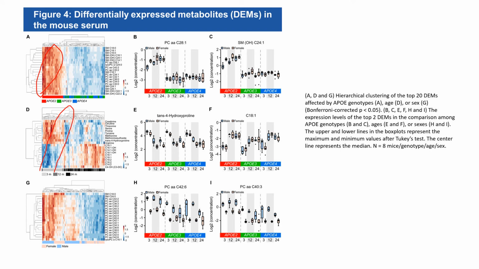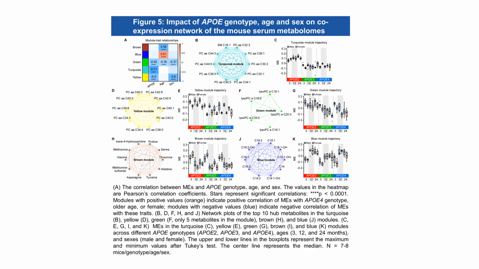And panel G, H, and I show the difference between male and female, but here the difference is less pronounced. Similar to what we did with the brain transcriptomics, we also performed WGCNA analysis on the metabolome. We identified modules that are correlated with APOE, age, and sex. For example, module yellow is upregulated in APOE2. And here on panel D, we see the top 10 module hub metabolites, which are a group of PCs.